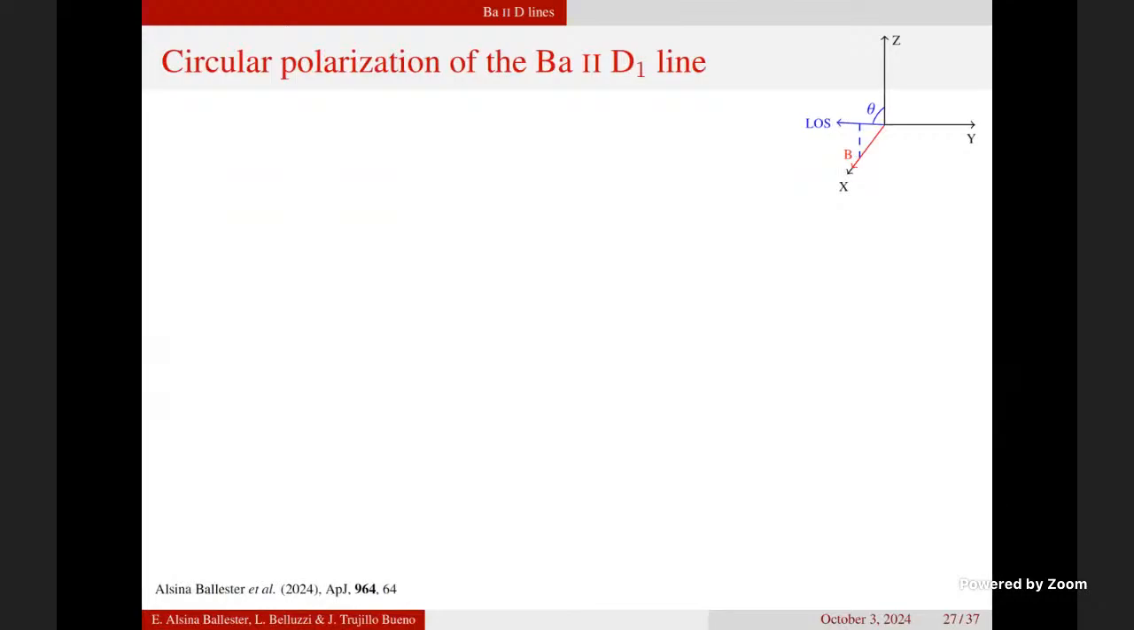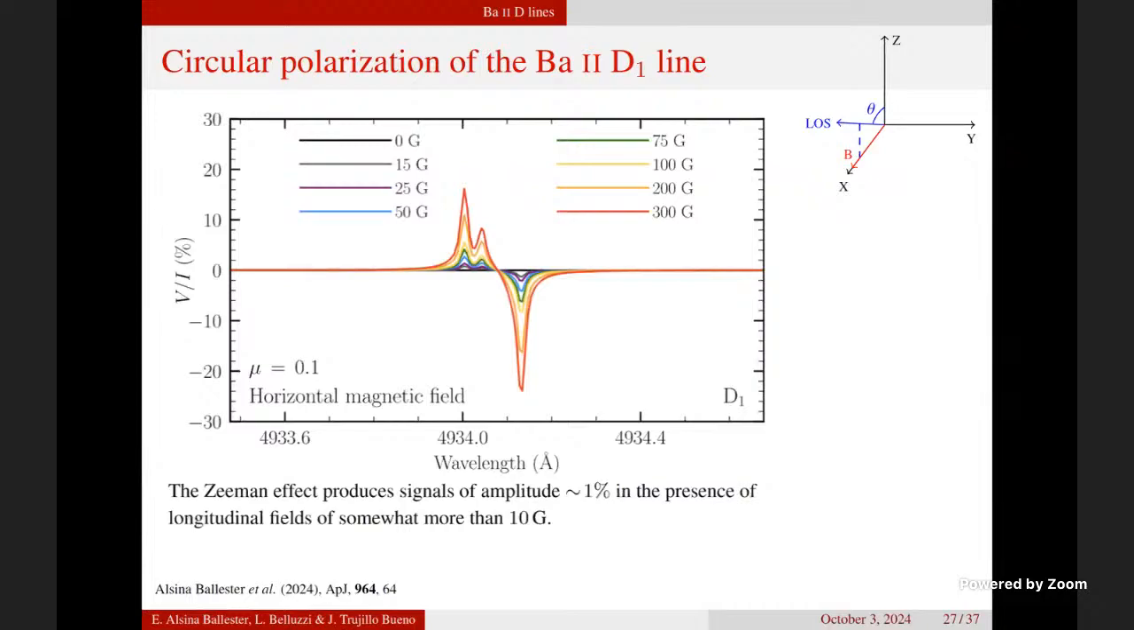Also, I want to show you the results of the circular polarization, considering here an inclined magnetic field and an inclined line of sight, so that we have a large longitudinal component of the magnetic field, which produces circular polarization. And indeed, here are the results, which we found to increase in this range linearly with the magnetic field strength. And we also found that they present, for example, for the 300 Gauss case, a peak amplitude of around 25%.